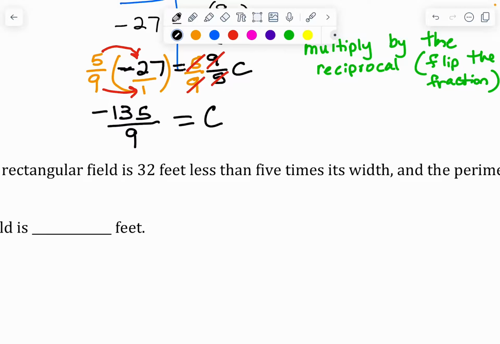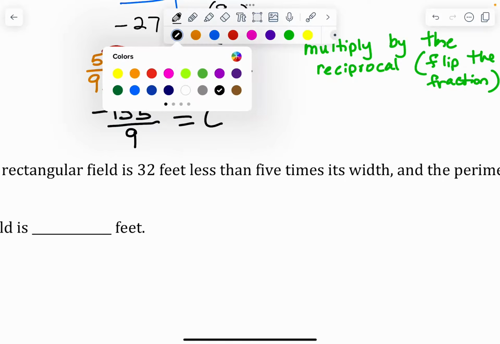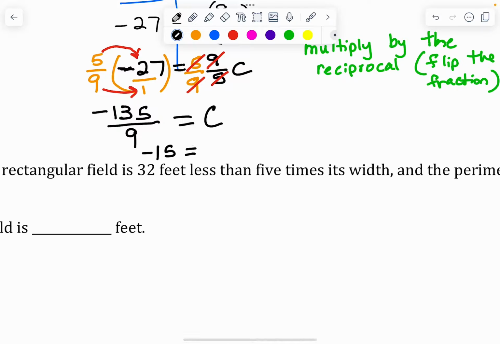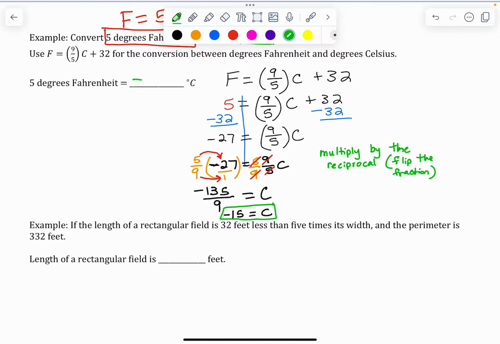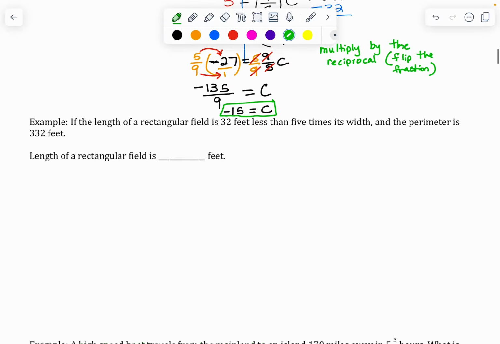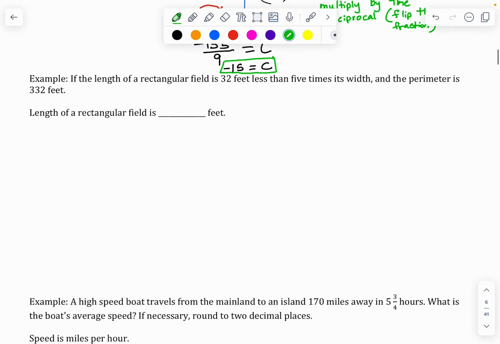Now we can take this and do negative 135 divided by 9, which gives us negative 15 equals C. So our final answer is 5 degrees Fahrenheit equals negative 15 degrees Celsius. And then the last example, oh, nope, we have 2 more examples for this section.